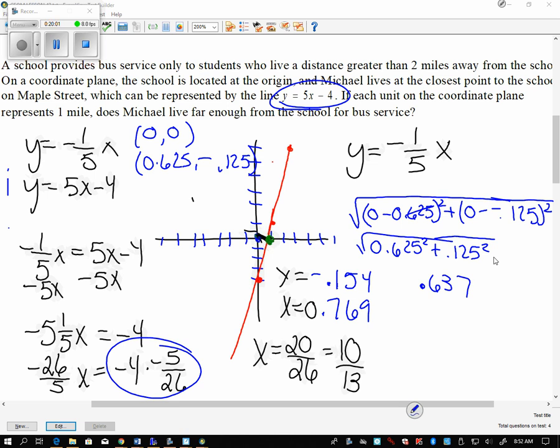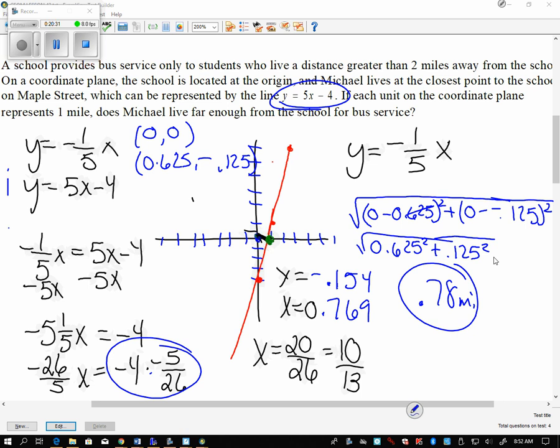So the square root of 0.769 squared plus 0.154 squared, 0.78. Yep, 0.78. And Chandler, what was the answer? This is what we should get. Okay, so our problem originated there.